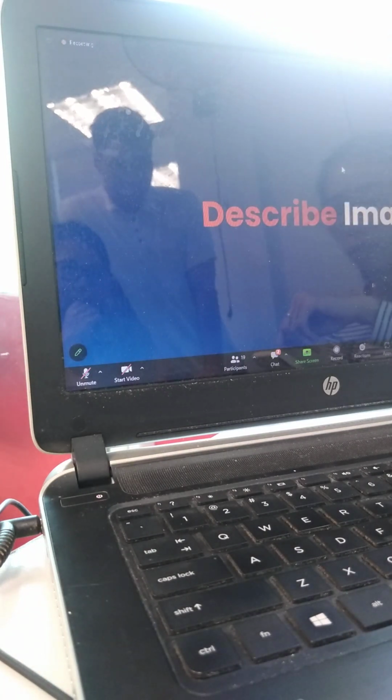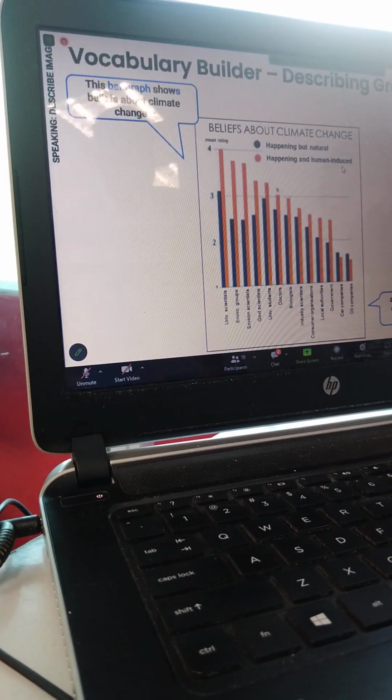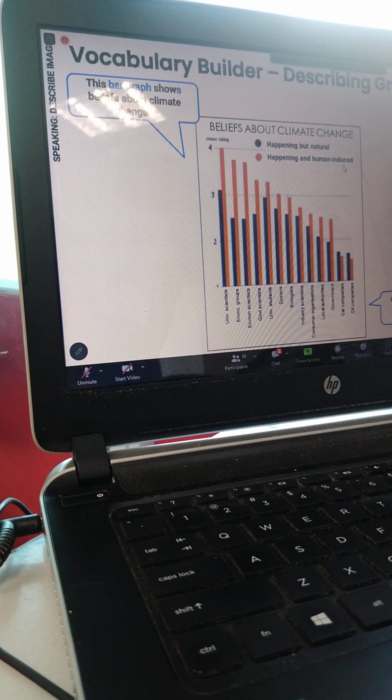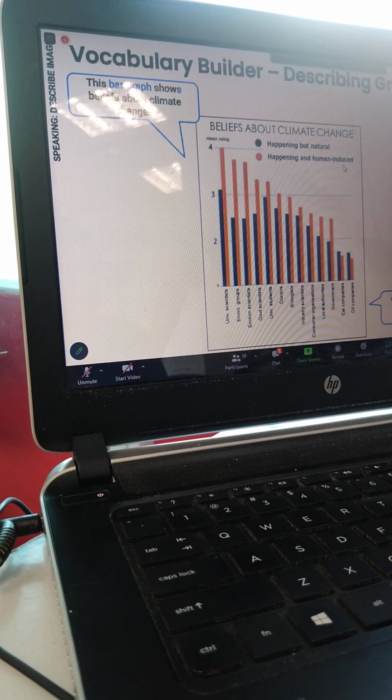Now, this paragraph shows the least about climate change across a range of occupations and groups. So just spend 30 seconds looking at the data to think about the kind of language you use to describe what you can see. You don't have to type it, just think it.